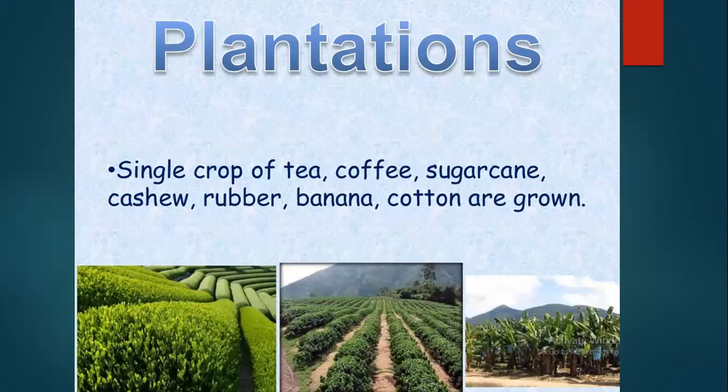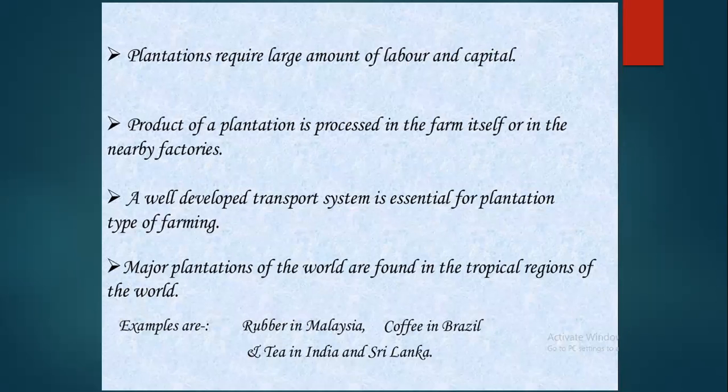Plantation agriculture, where a single crop is grown like tea, coffee, sugar cane, cashew, rubber, banana, cotton. Here a large amount of labor and capital is needed because they have to take care of the plantation, as it will be in a very large amount, and the transportation system should also be very proper to move it from one place to another. The product we get from the plantation is processed in the nearby factories or in the farm itself, and it is mostly seen in the tropical regions of the world. Examples are rubber in Malaysia, coffee in Brazil, tea in India and Sri Lanka.